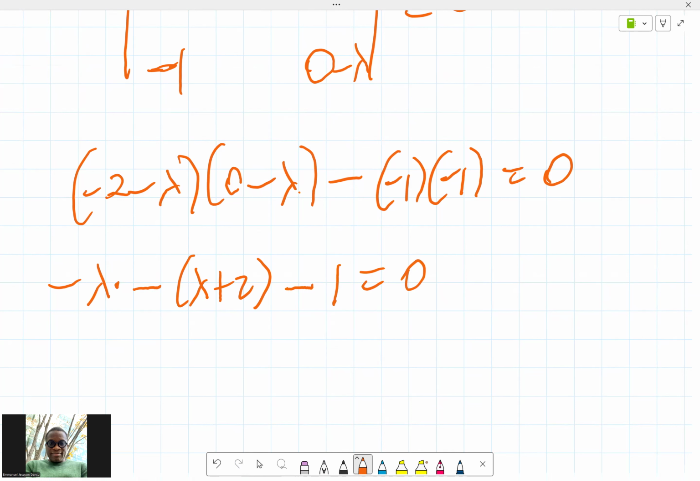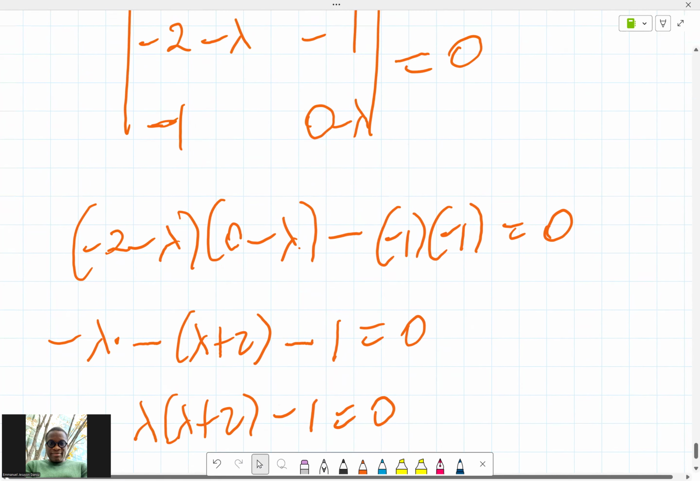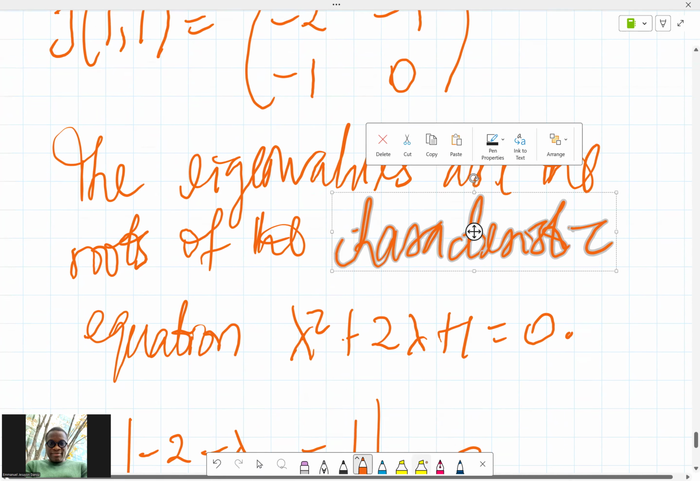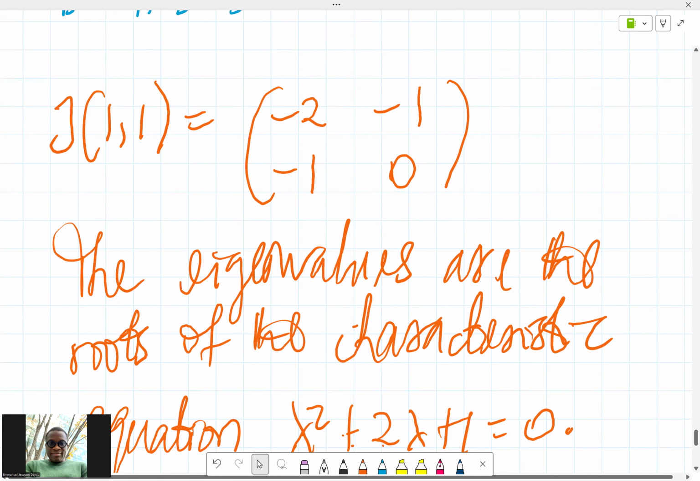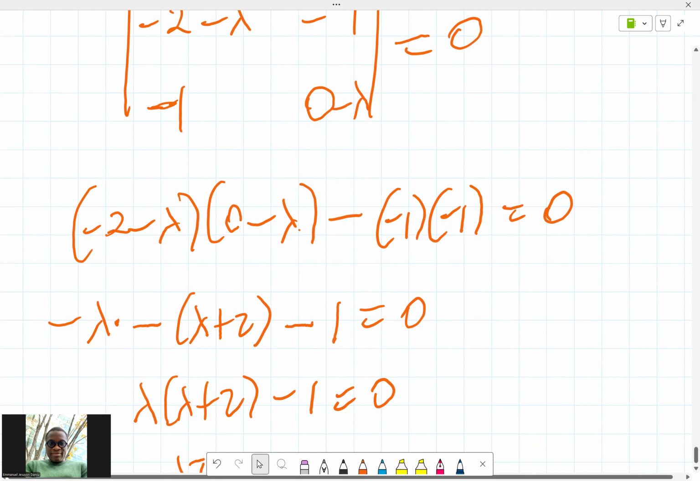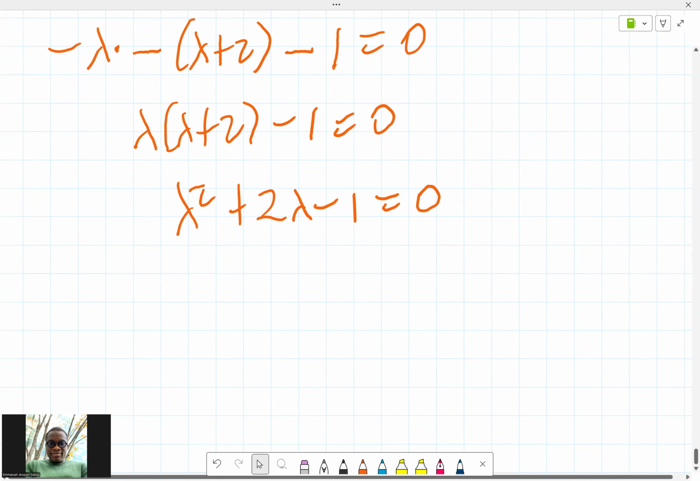So we have minus, cancel, minus and minus is plus. So we have lambda into lambda plus 2, minus 1 equals 0. So we have lambda squared plus 2 lambda minus 1 equals 0. Okay, so that works. So it's lambda squared plus 2 lambda minus 1.